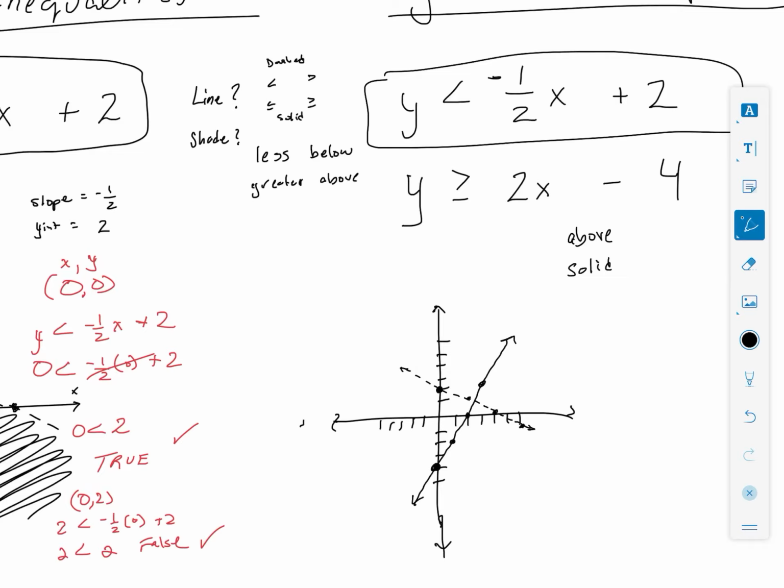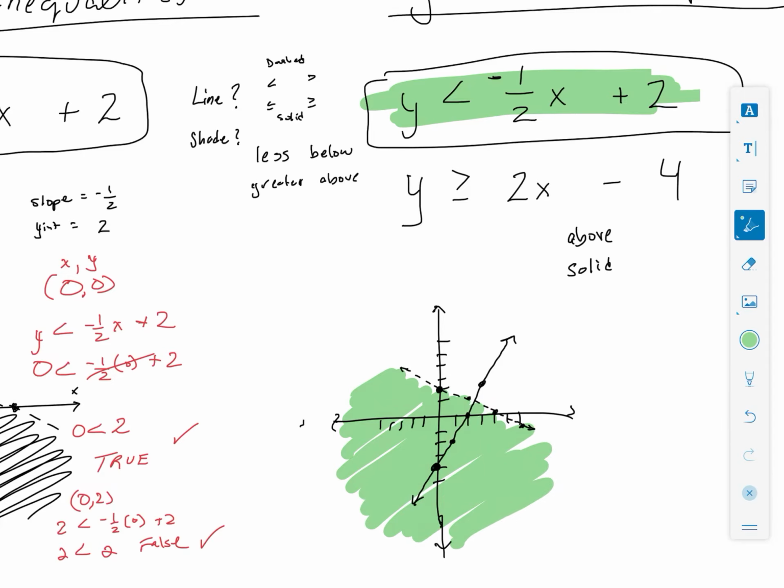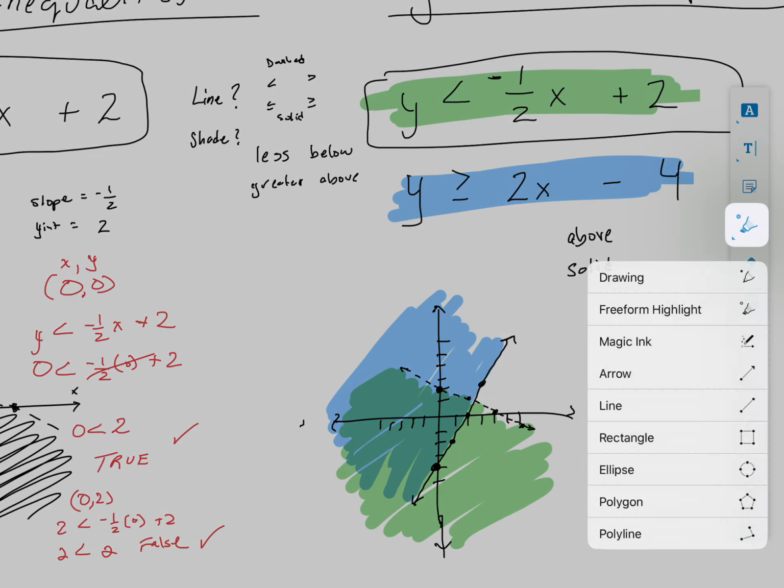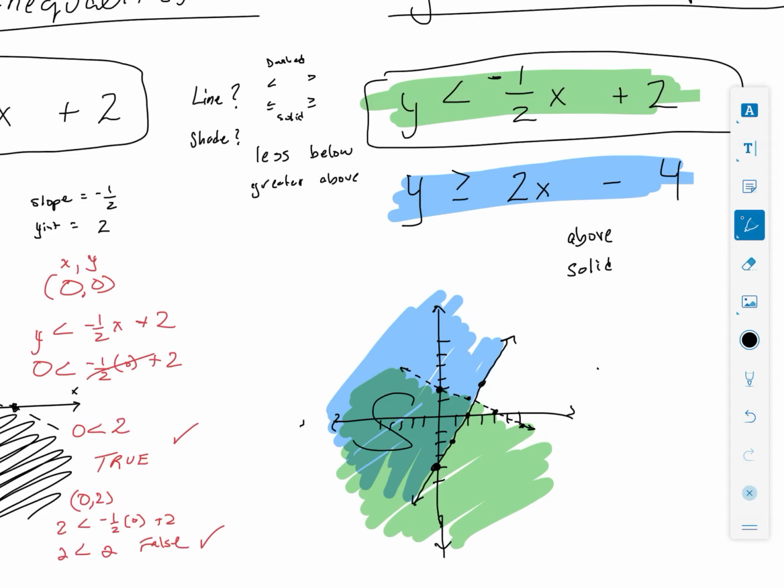Now, to talk about my shading, I'm going to use different colors here, just so we designate which shading is for which inequality. Green will be used for my first one, and if you recall from that first example, we shaded below my dashed line. Then I'll use the color blue for my other inequality, y is greater than or equal to 2x minus 4, and we said that we would shade above that line. So there's above. And where the colors overlap, it's that teal color. And that is our actual solution set.